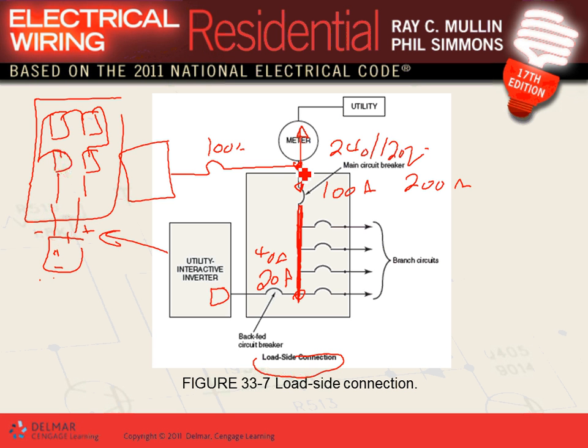Then Xcel will allow you to sell to them, and I don't know what the rate is right now, but for a certain amount of energy they will give you this amount of money. After that, they will give you this tiny little amount of money. So there are no incentives for you to shoot the energy back to them.